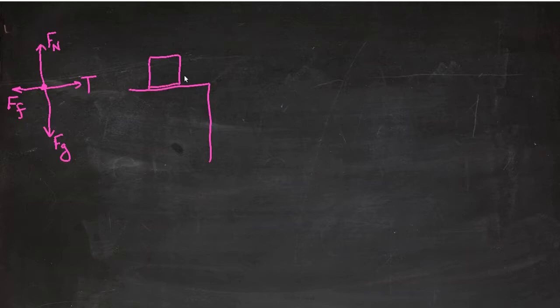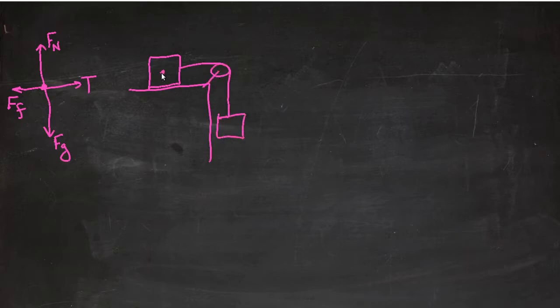So if I had a force up, maybe I have the normal force of a table supporting an object, and the force of gravity pulling down. Maybe there's some tension pulling to the right, and if I had friction pulling to the left, I might have a free body diagram that looks like this. So this might be a situation if I have a mass sitting on a table and some tension pulling it down to the right.